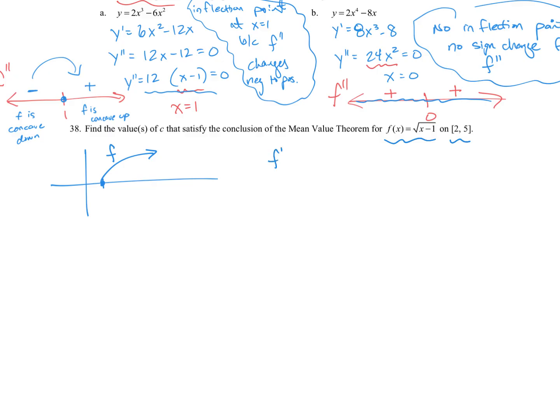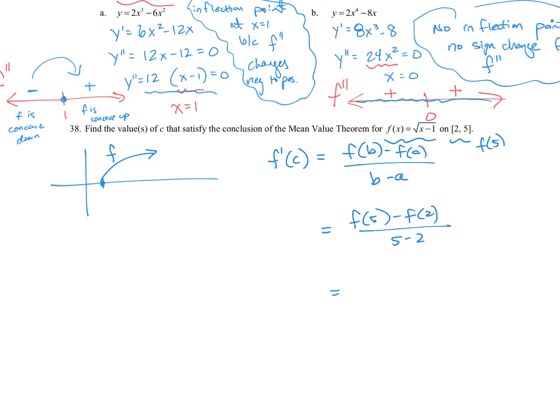Mean value theorem says f prime of c equals the average rate of change, f of b minus f of a over b minus a. And let's start by finding the average rate of change. So that would be f of 5 minus f of 2 over 5 minus 2. Let's plug that 5 and that 2 in there. When I plug a 5 in, I get the square root of 4, which is 2. When I plug that 2 in, I get the square root of 1, which is 1.